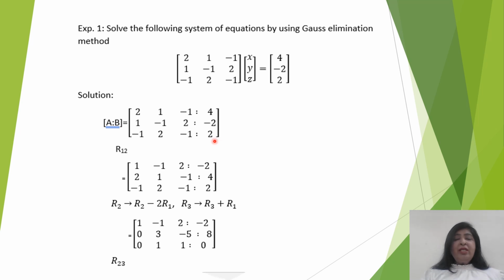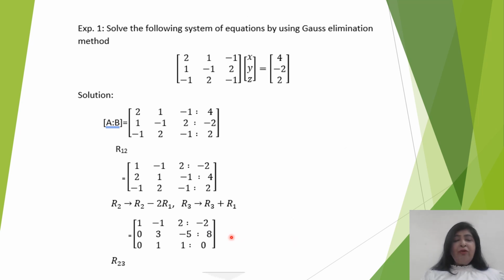Now my motive is to get 1 over here, and with the help of this 1, I will make these two entries 0. So what operation will I apply? I will apply R12. R12 will give us the matrix like this. Now I want to make this 2 as 0 and this minus 1 as 0. So which operation will I apply? R2 minus 2R1, then R3 plus R1. So this is the reduced matrix.